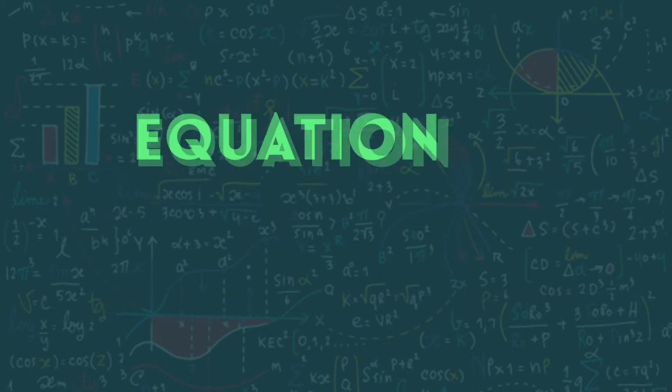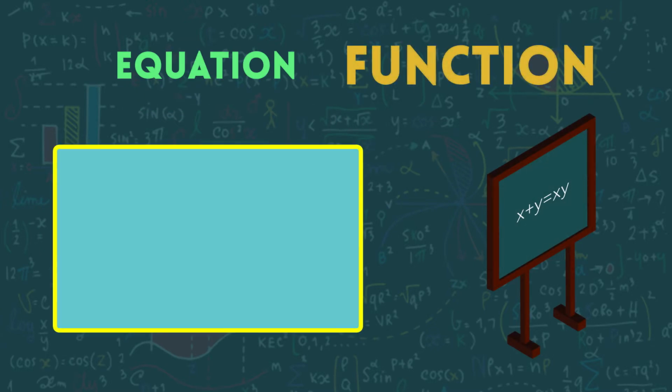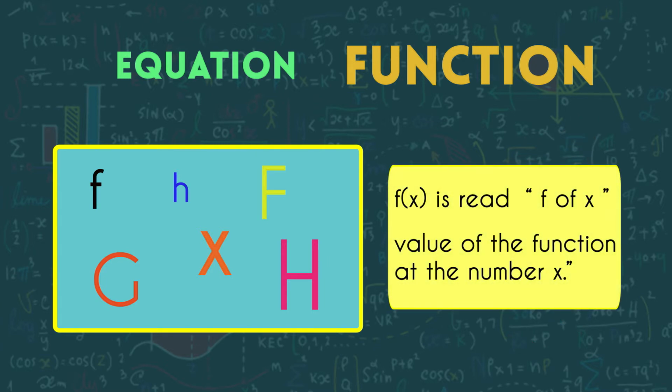When an equation represents a function, the function is often named by a letter such as f, g, h or so on. The special notation f(x) is read "f of x". It represents the value of the function at the number x.